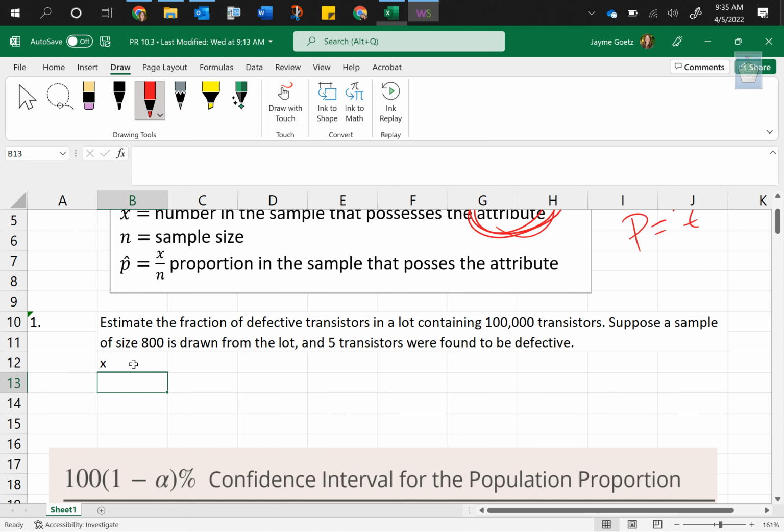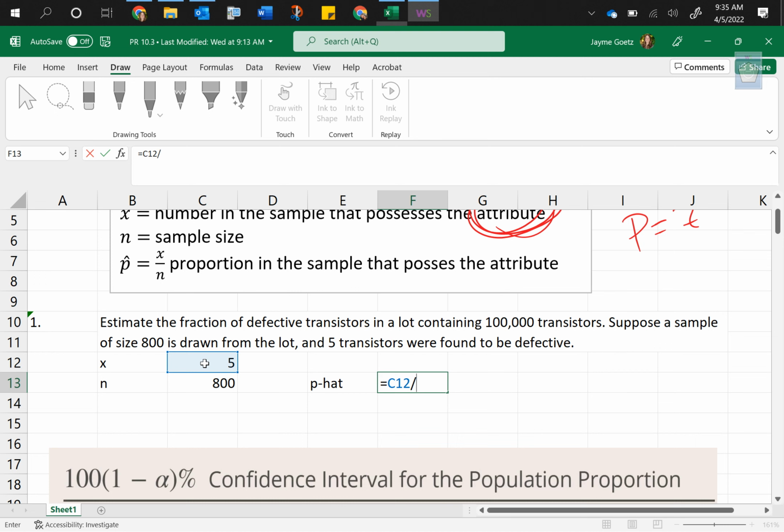So we need our X value and our N value. Remember, N is our sample size, so what sample did they draw here? 800. And X is how many possess that attribute. Now this attribute is talking about defective transistors. So how many did they find to be defective? 5. So that's going to be our X value. To find our P hat value, or our proportion, we're just going to take X divided by N, so that's 5 divided by 800. And that proportion is going to be 0.00625.